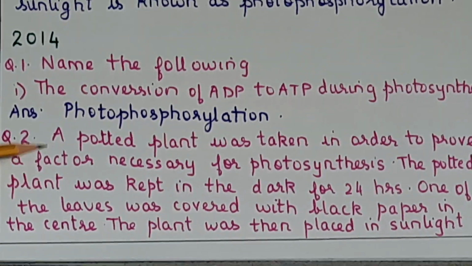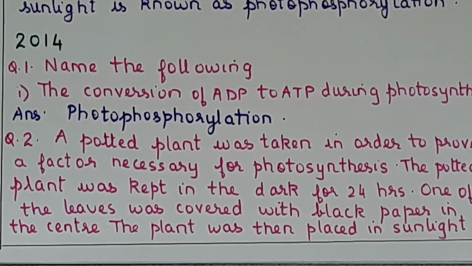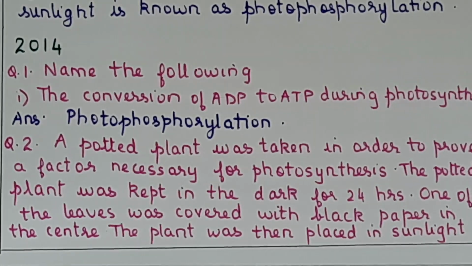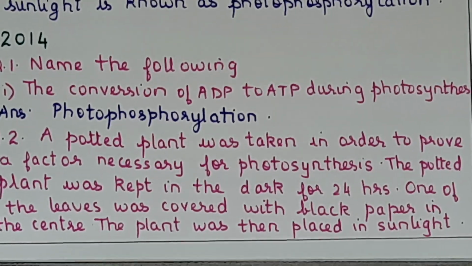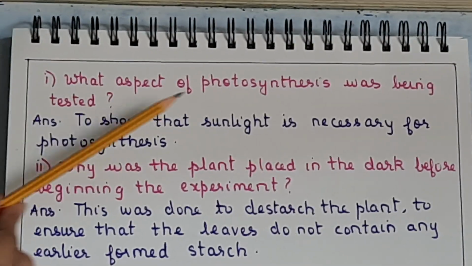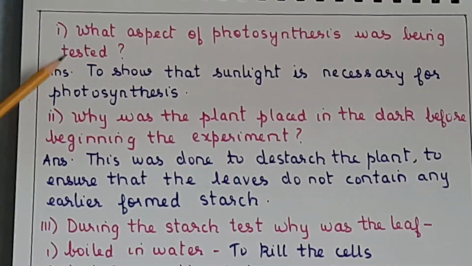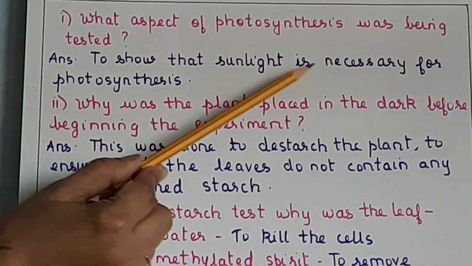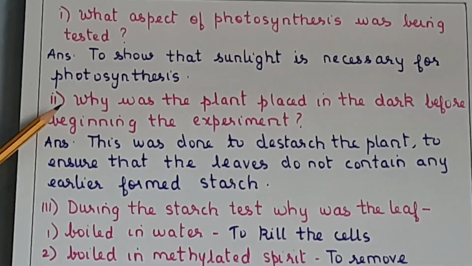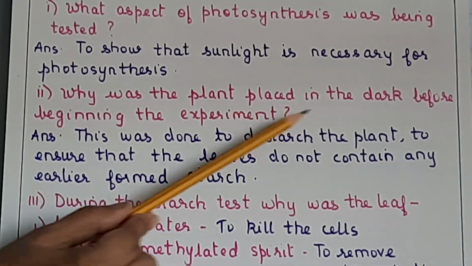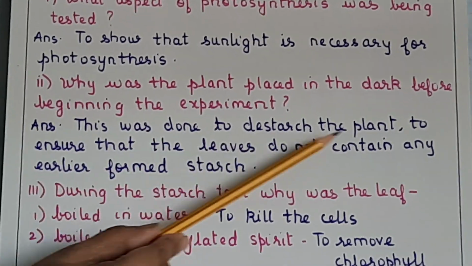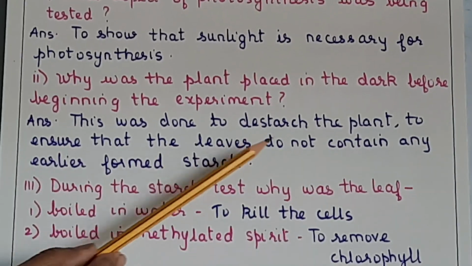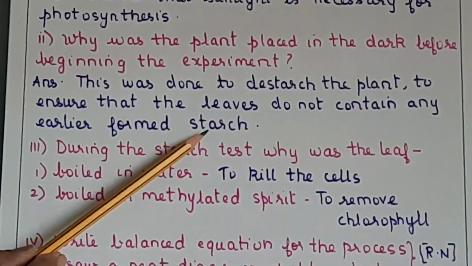So here the hint is, whenever you see black paper, what is the factor? Yes, very good, to know whether sunlight is required for photosynthesis. So we'll have a look at the next part. First question: what aspect of photosynthesis was being tested? It is to show that sunlight is necessary for photosynthesis. Second, why was the plant placed in the dark before beginning the experiment? This was done to destarch the plant, to ensure that the leaves do not contain any earlier formed starch.